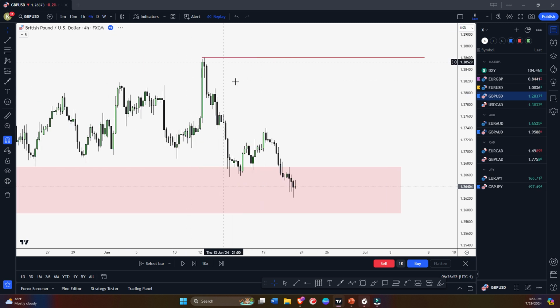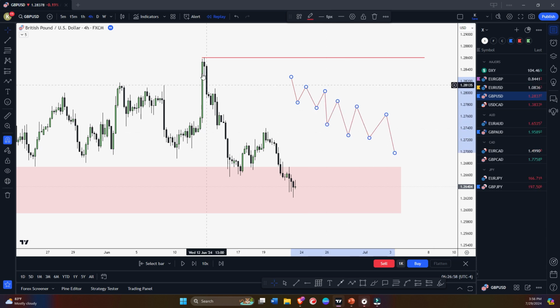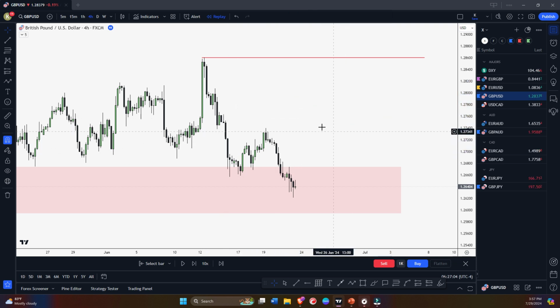So you don't always need that failure swing, okay? The market will not always form this type of structure. Sometimes you will see this sharp move, and there's nothing wrong with that. So I hope this is clear. Don't think you always need a failure swing.